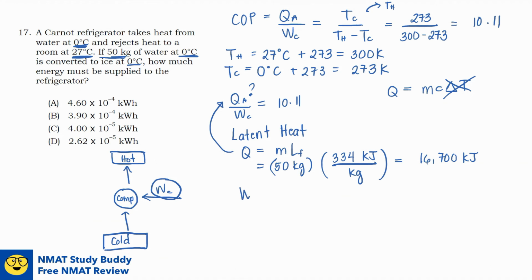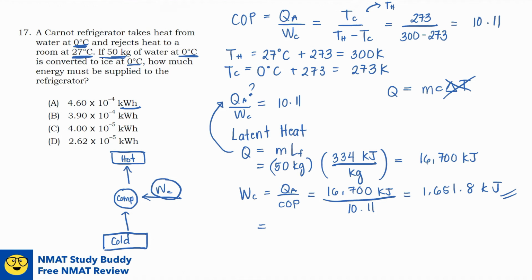So, bale magiging work ng compressor is equal to heat absorbed over yung COP. So, equal yan sa 16,700 kilojoules over 10.11. Yung answer is 1,651.8 kilojoules. And then, since pinapahanap sa atin is yung kilowatt hour na unit, kailangan pa natin i-convert. So, i-convert natin siya. 1,651.8 kilojoules, sa isang kilowatt hour, merong 3,600 kilojoules.